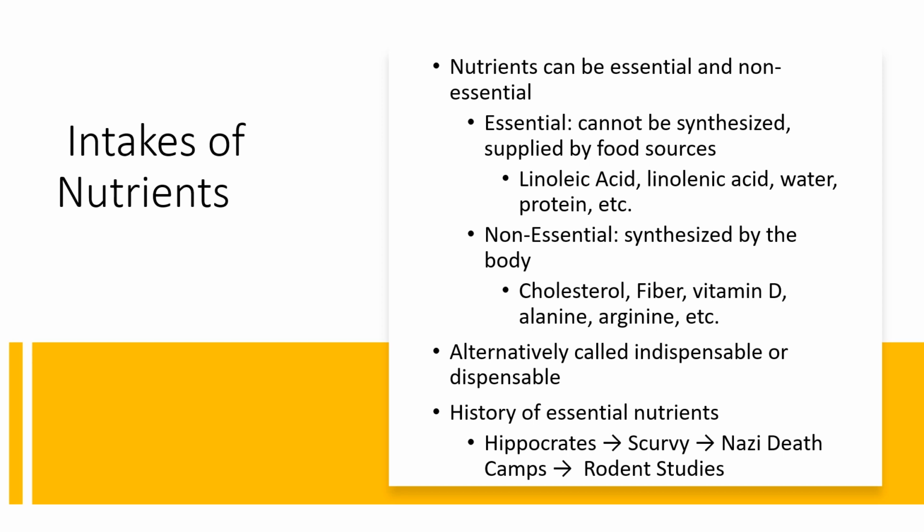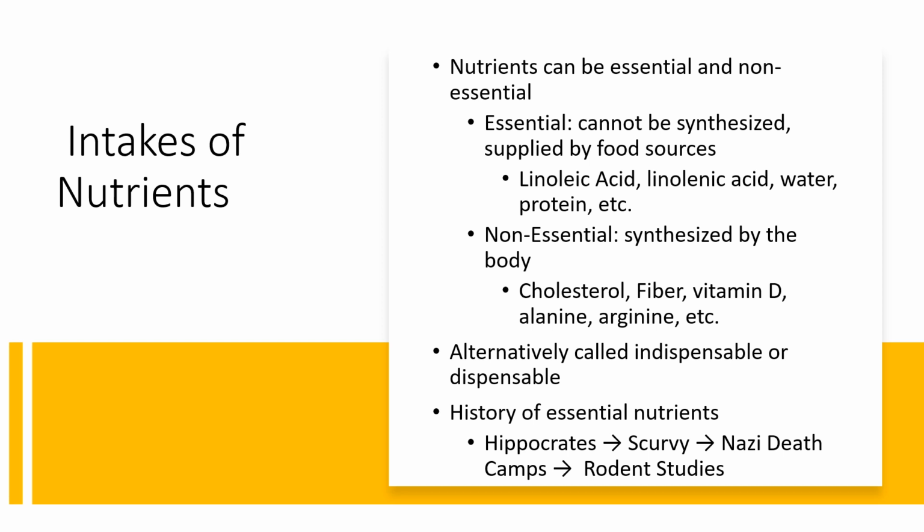And then we have our non-essential nutrients, which can be synthesized by the body and are not required to be consumed. Some examples of this are cholesterol, vitamin D, alanine, arginine, those guys. Alternatively, our essential and non-essential nutrients can be called indispensable or dispensable nutrients, which is just another definition that the nutrition industry can use to determine whether or not something is needed.